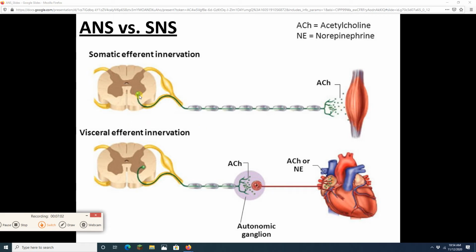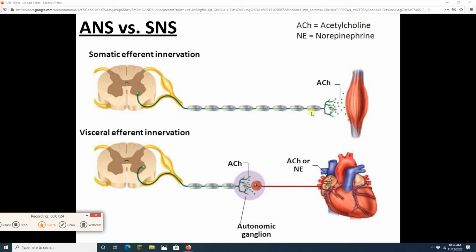The soma of that motor neuron is in the ventral horn. The axon comes out the ventral root into the spinal nerve and extends onward to the muscle. The neurotransmitter we're releasing right here is abbreviated ACh. That stands for acetylcholine.